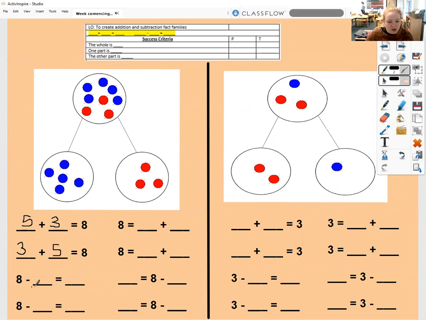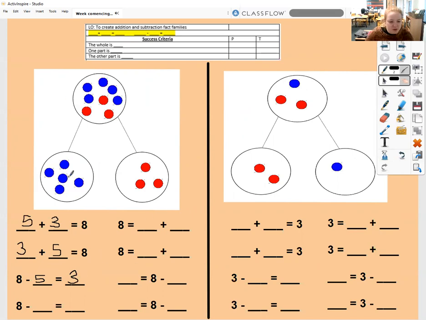Fantastic. Now let's look. We're going to start with our whole. No, sorry, we're going to start with a subtraction now. So it's a subtraction number sentence. So our whole goes before our subtraction symbol. So our whole is 8. 8 subtract our first part. Well, our first part this time is going to be this part, 5. 8 subtract 5 equals our remaining part, which is 3. 8 subtract 5 equals 3.